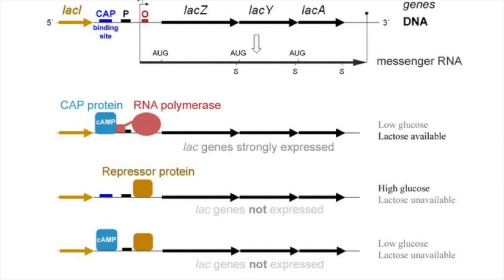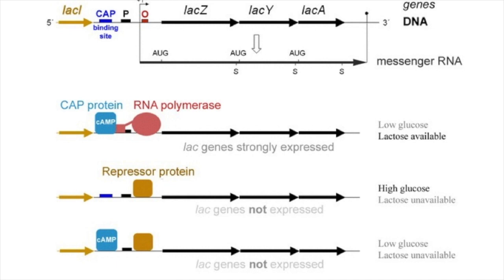So in this first top example, we've got low glucose and there is lactose. Hey, that's the perfect world, right? We don't have glucose and there's the stuff to make it. We're going to go ahead and transcribe these genes. We get strong expression because there's no repressor protein on the operator, sorry, and CAP-cAMP is sitting down in the promoter. You get RNA polymerase coming in at high levels, and you get loads of transcription.